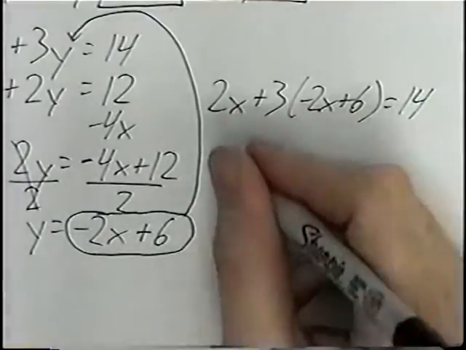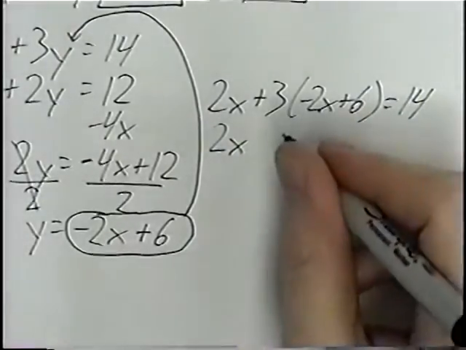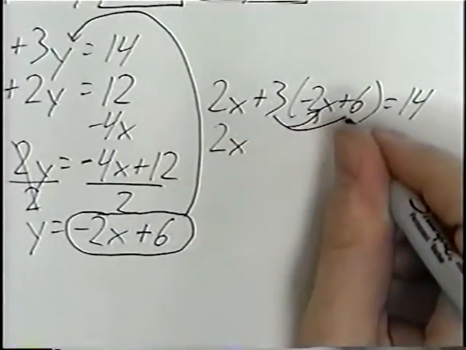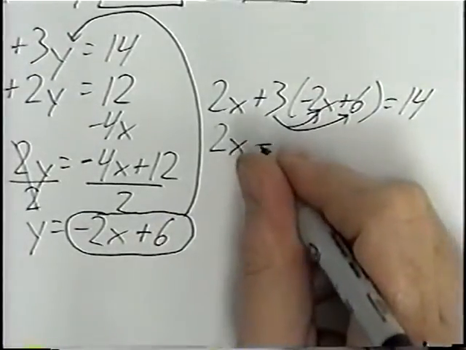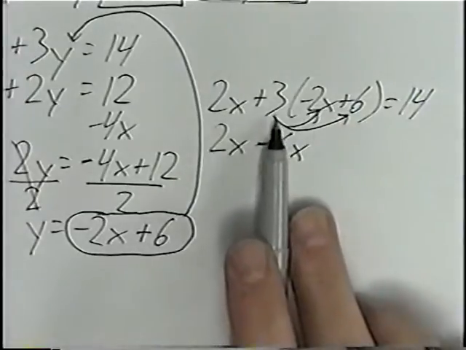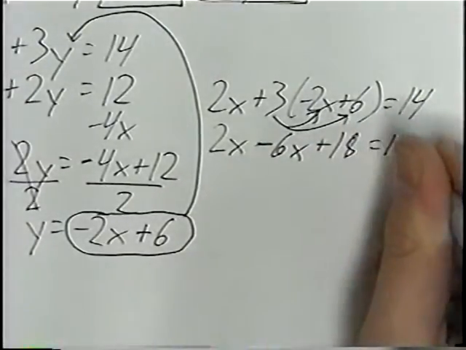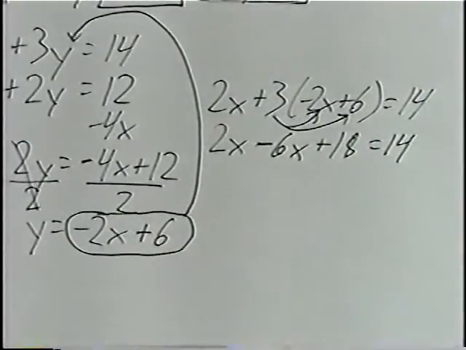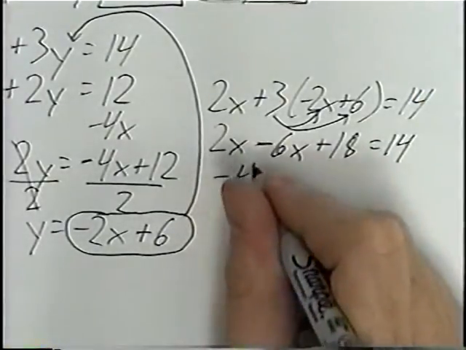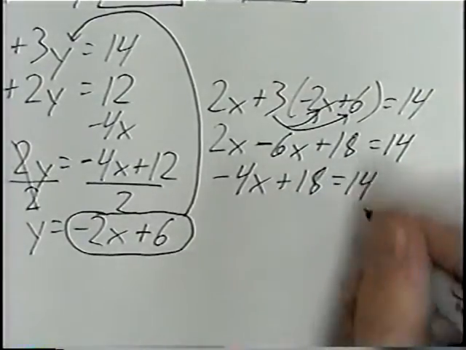Solving from here, the 2x would stay the same. And when we have a number outside the parentheses, we can use the distributive property to simplify. 3 times a negative 2x would be minus 6x. And 3 times 6 would be plus 18, equals 14. Again, continuing to solve, we can combine like terms. 2x minus 6x would be negative 4x, plus 18 equals 14.